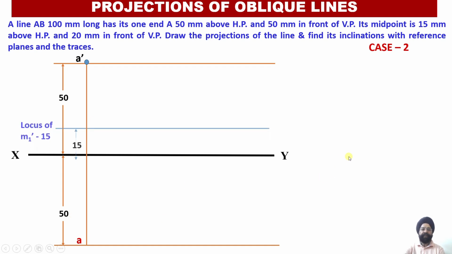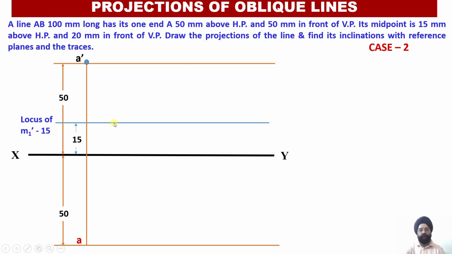Next, the locus line for the midpoint in front view lies 15 millimeter above my XY line, above HP. And for the plan, the locus line of the midpoint lies 20 millimeter in front of VP, which means it will lie below the XY line. So the midpoint M dash lies 15 millimeter above the XY line, and for the plan, the midpoint lies 20 millimeter in front of VP. So we have located the midpoints in front view as well as in the top view.